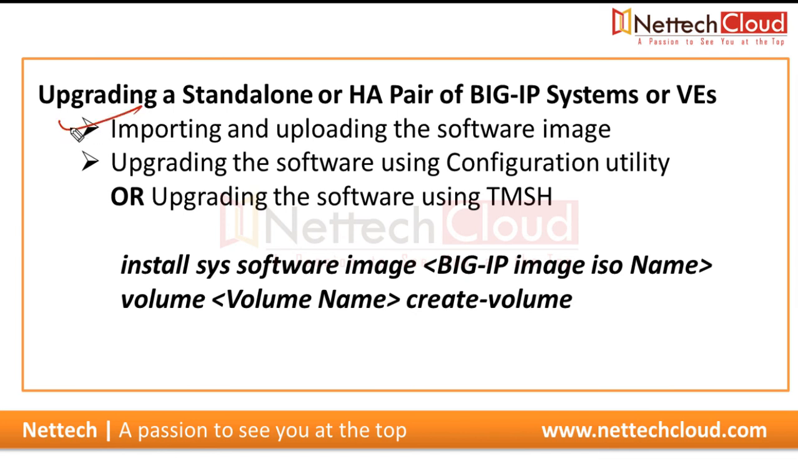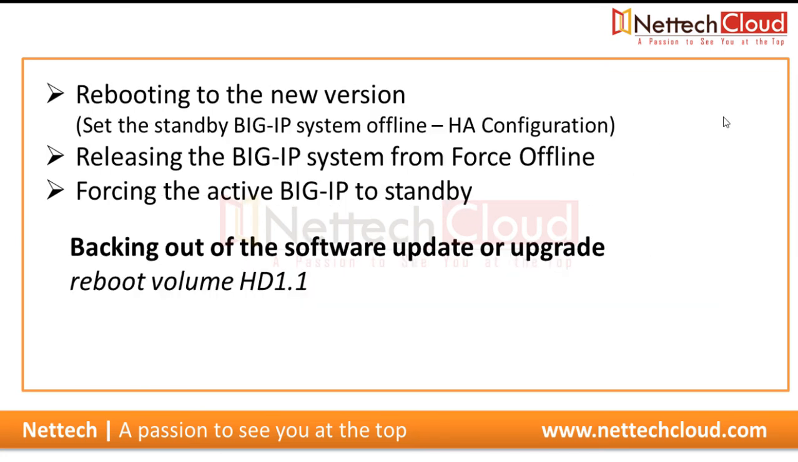So the first step is, if you have already downloaded the upgraded software image ISO file, import that into the shared images directory and then run the command install sys software image, right? And then reboot to the new version. The next step is to set the standby BIG-IP system to offline, reboot to the new version, and then release. If the device is offline, then you have to release it. So release the BIG-IP system from force offline. I will show you that also, and then force the active BIG-IP to standby.